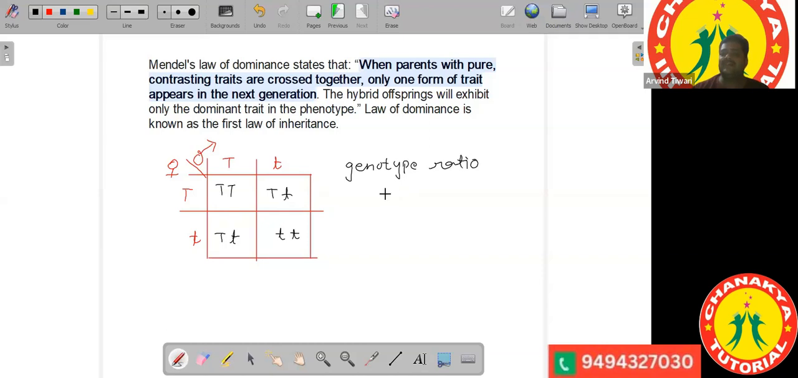We see here there are three genotypes. One is your capital T, capital T. The other one is capital T, small t. And the other one is small t, small t. Okay. So what would be the genotypic ratio?